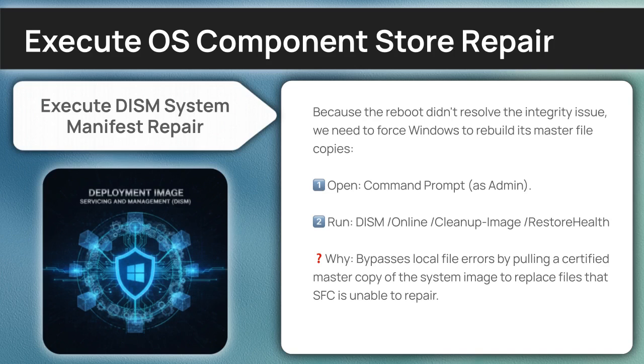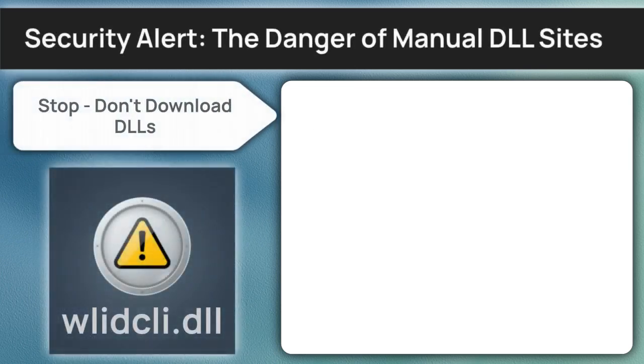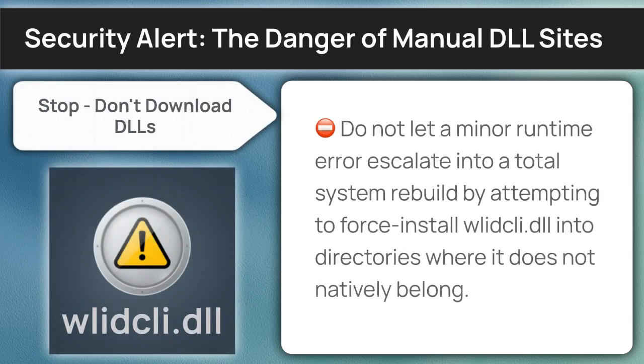Why are we doing this? Well, it bypasses local file errors by pulling a certified master copy of the system image to replace files that SFC is unable to repair. To prevent any secondary issues, I recommend a cautious approach to downloading individual system files. Be suspicious of any site that asks you to disable your antivirus to install Wlidcli Library DLL, as this is a major red flag for malicious software.